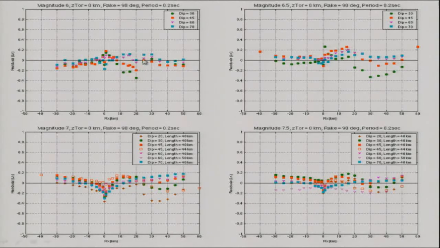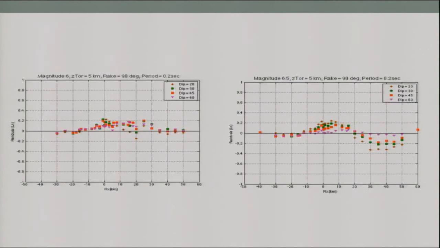Here's the magnitude 6 for dips 30 through 70. This is magnitude 6.5 for 30 through 70 also. We did have some problems here in the 30-degree dip, but we think that has something to do with the simulations and the velocity model that we were using. This is the magnitude 7, so we had several different lengths and widths that we were able to use. Once again, we're constraining pretty well within the plus and minus 0.3 area. This is the magnitude 7.5, and again, we're constraining the model pretty well based on the simulation results.